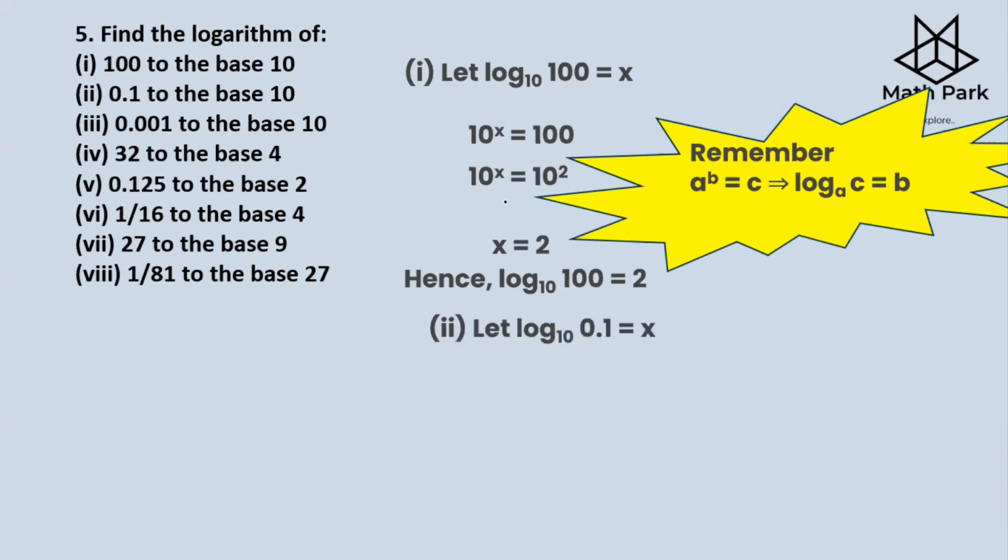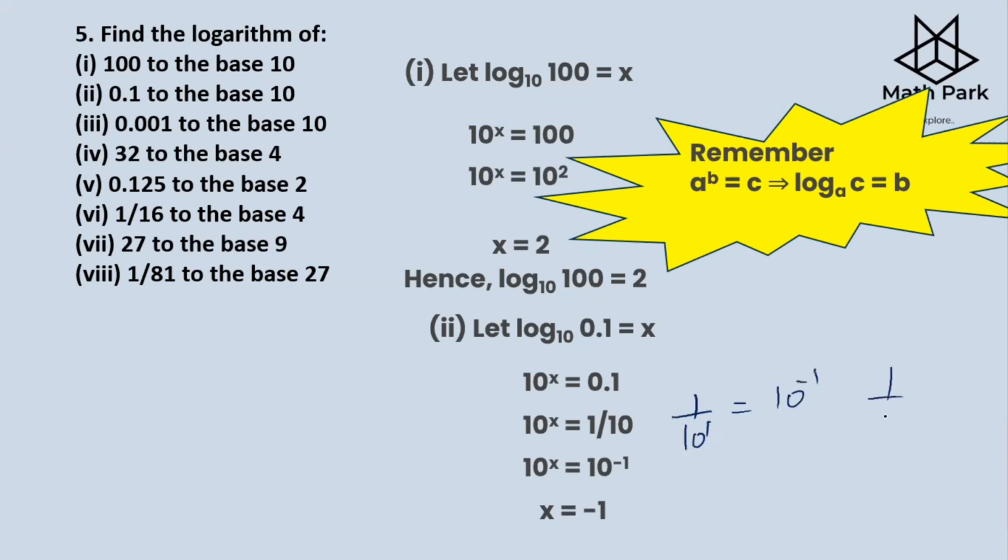Let us take 1 with the decimal. So we have log of 0.1 to base 10 equals x. Writing in the exponential form, you get 10 raised to x is equal to 0.1. And 0.1 is 1 by 10. So 1 by 10 means it is 1 upon 10 to the power 1, which becomes 10 to the power minus 1, as 1 upon a raised to m is equal to a raised to minus m. And comparing, if the bases are equal, we get the powers are equal. So you get x is equal to minus 1.